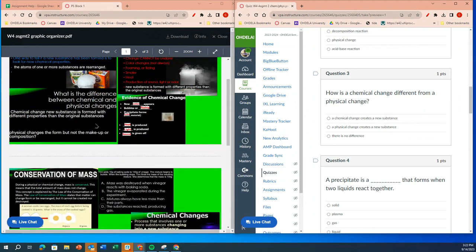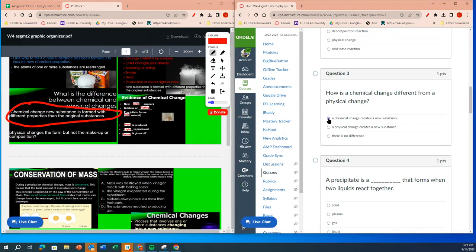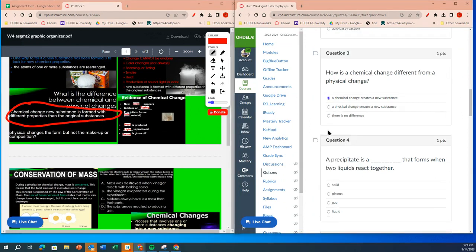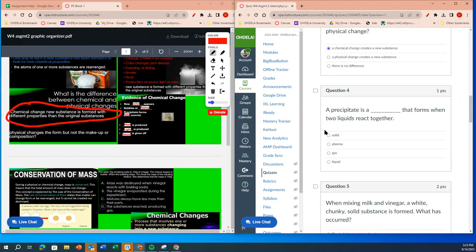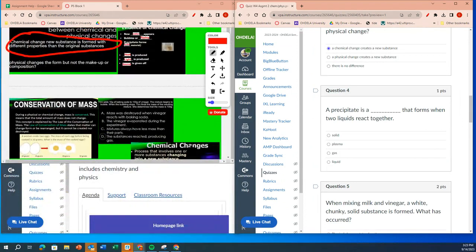The difference between a physical and chemical change: a chemical change forms a substance with different properties than the original. Chemical change forms a new substance. A precipitate is a blank that forms between two liquids. Okay, so let's look at chemical changes here.